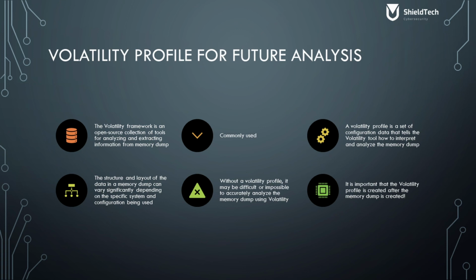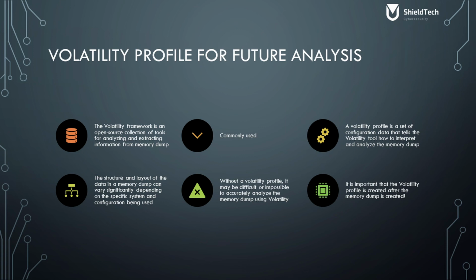The Volatility Framework is designed to be extensible and modular, with many plugins available to analyze various aspects of a memory dump, such as running processes, network connections, and open files. The Volatility profile is a set of configuration data that tells the Volatility tool how to interpret and analyze the memory dump. It includes information about the specific operating system, kernel version, and hardware architecture of the system from which the memory dump was taken.